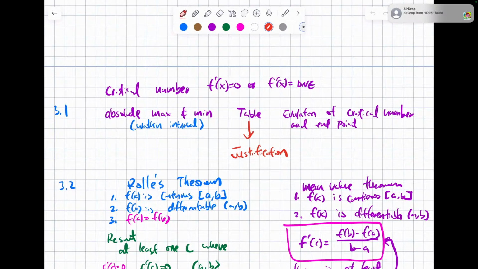In 3.2 we talk about Rolle's theorem. Rolle's theorem requires that f is continuous, f is differentiable, and f of a is equal to f of b. You must have those three conditions in order to have Rolle's theorem. The drawing is going to look like that, with a peak where the slope is equal to 0. You have to be differentiable because you cannot have a cusp in this situation. There is at least one c where f prime of c is equal to 0. Please do not include endpoints, because endpoints do not count toward Rolle's theorem or the mean value theorem.